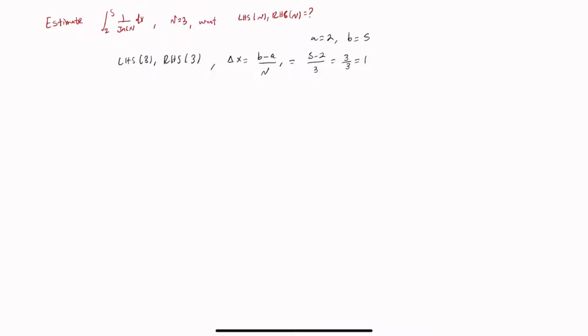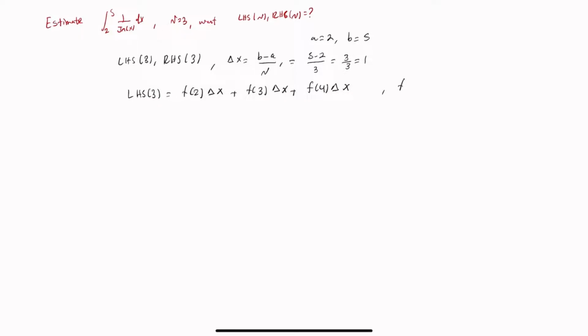Now, let's start with the left-hand sum. Notice for the left-hand sum, we are going to start from the left point, which is 2 in this case, and then we're going to move to 5. So first we're going to have f of 2 multiplied by delta x, and then we're going to move to the next point by delta x, that is by 1. So we're going to have f of 3 multiplied by delta x, and then the next point, which is f of 4 multiplied by delta x. Notice here we have 3 terms because the number of subintervals is equal to 3.